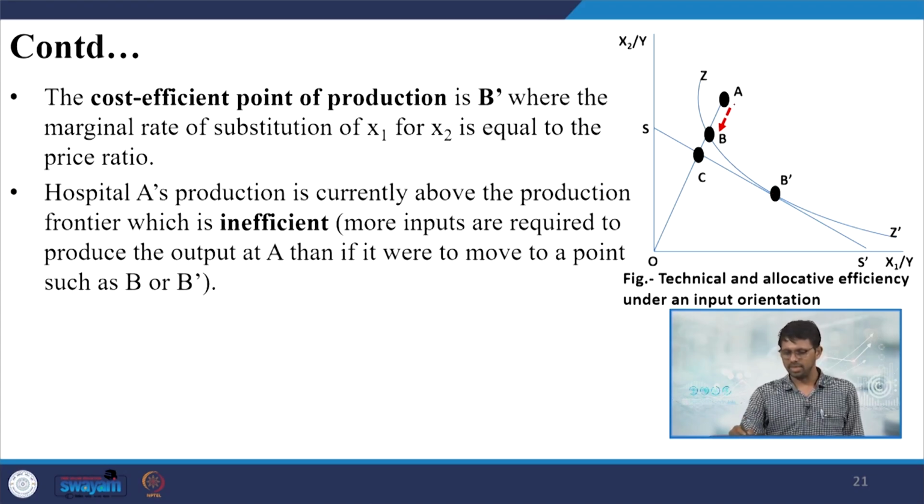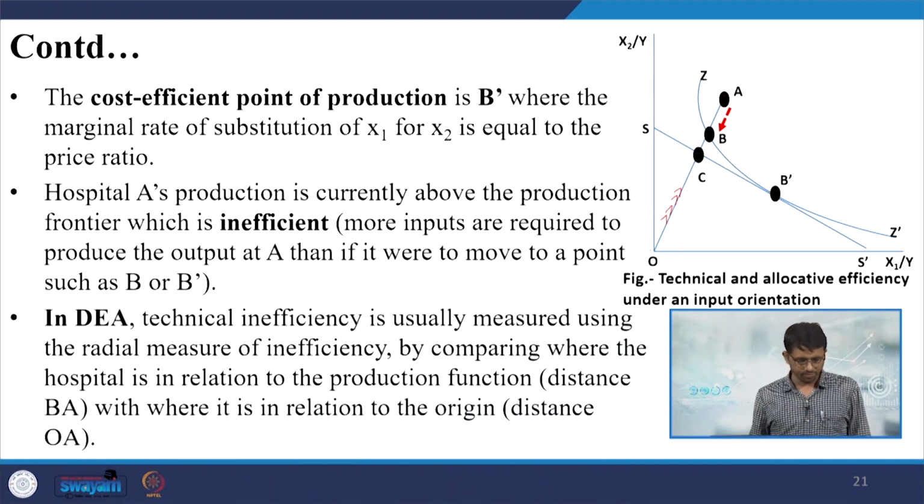It is actually inefficient, it is much above in the radial. You can just check a radial, you can just have a check that it is much above to achieve, and so more inputs are required to produce the output at A than if it were to move to a point such as B or B prime.